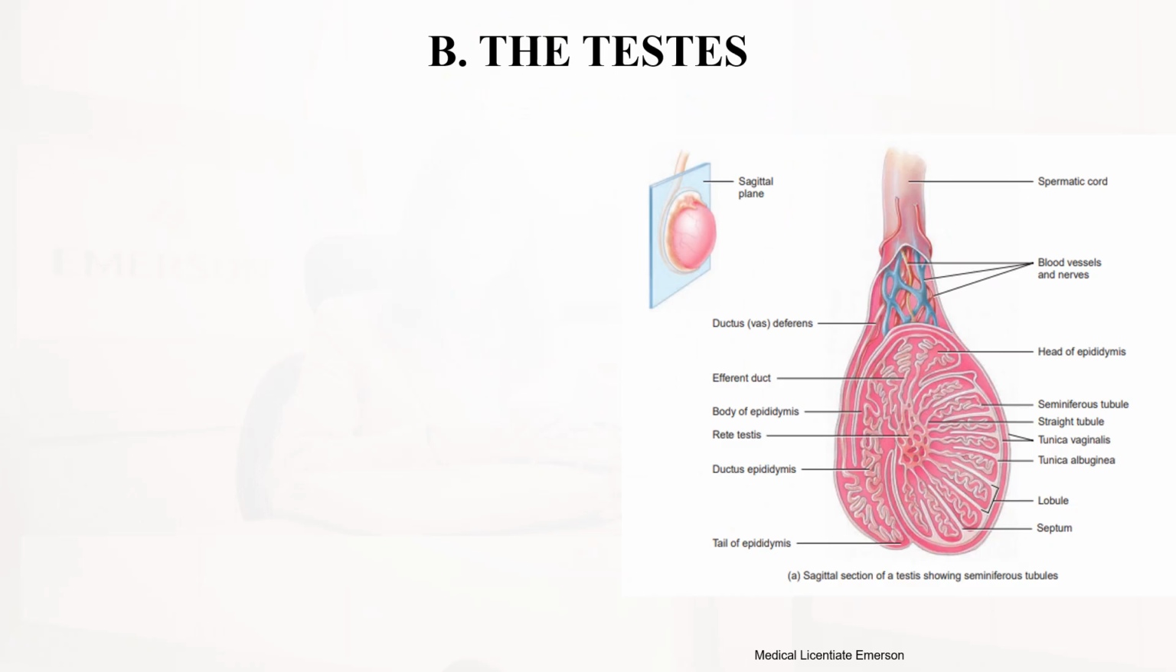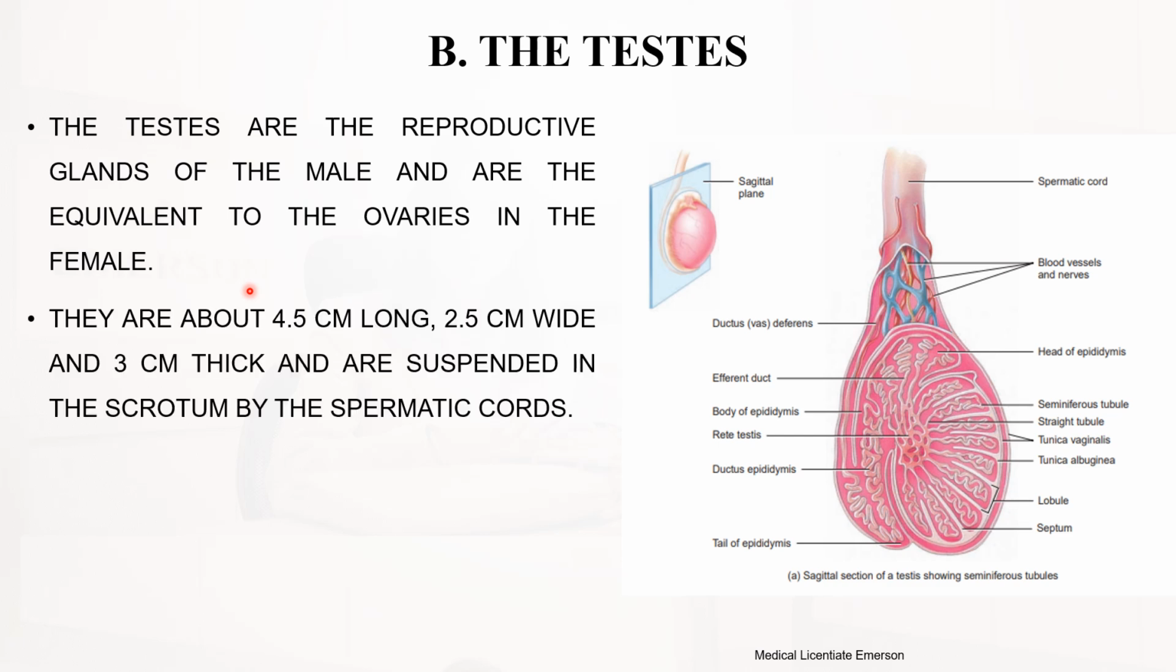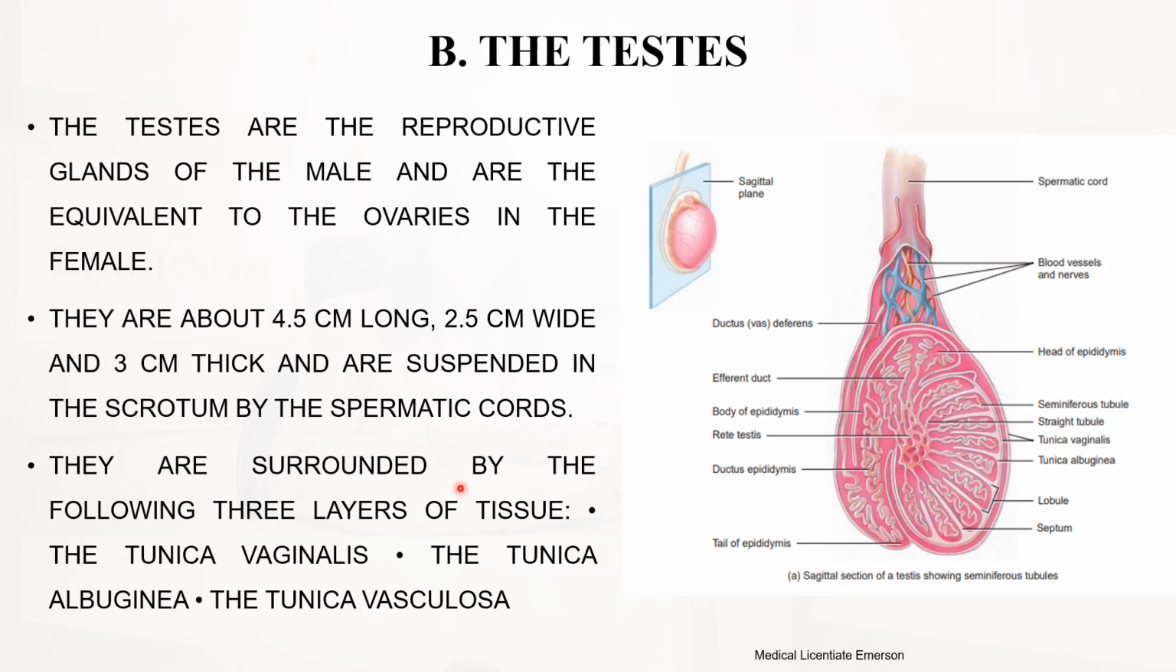So the next structure we're going to talk about is the testis. This is actually the testis. Now a sagittal section of the testis, and this is what we are seeing inside the testis. These are seminiferous tubules. The testes are the reproductive glands of the male and are equivalent to the ovaries in the female. They are about 4.5 centimeters long, 2.5 centimeters wide, and 3 centimeters thick, and are suspended in the scrotum by the spermatic cords. Then they are surrounded by the following three layers of tissue.